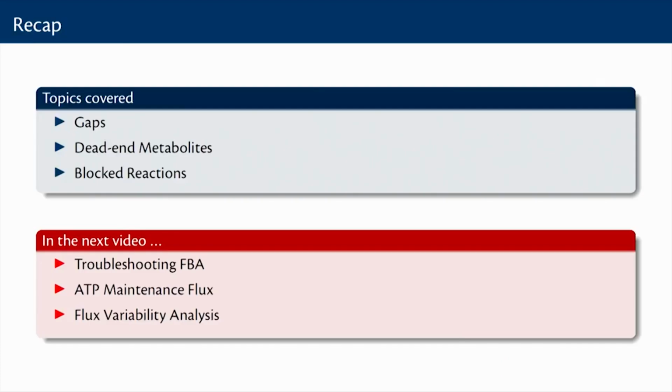So, I hope in this video you got a good overview of what are the different types of gaps that can exist in metabolic networks. So, either the knowledge gaps or potential model mistakes and so on, as well as the concept of dead end metabolites and blocked reactions. In the next video, we will look at some more concepts related to troubleshooting FBA, wherein we will also look at the ATP maintenance flux and this very interesting concept known as flux variability analysis.